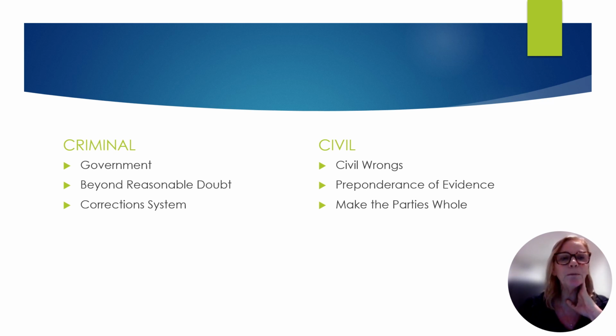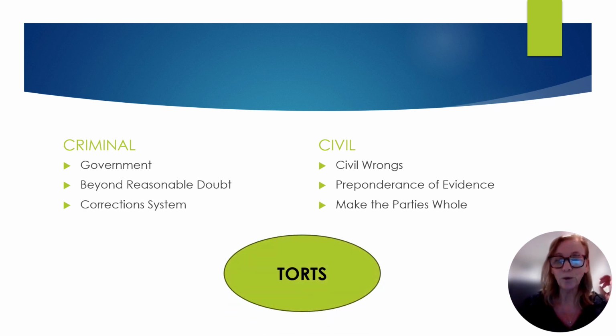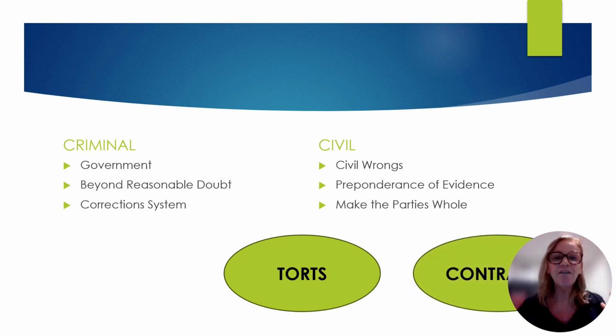The purpose of the criminal system is really through the correction system, whether it be rehabilitation, punishment, deterrence, whereas in the civil cases, we're trying to make a party whole. So in civil cases, there are generally two major types, and one is what we call torts, which we're going to talk about, and the other type is contracts, and they fall under the civil law, but they are different.